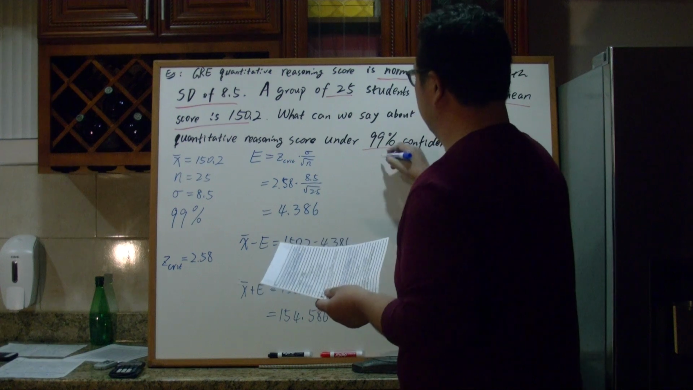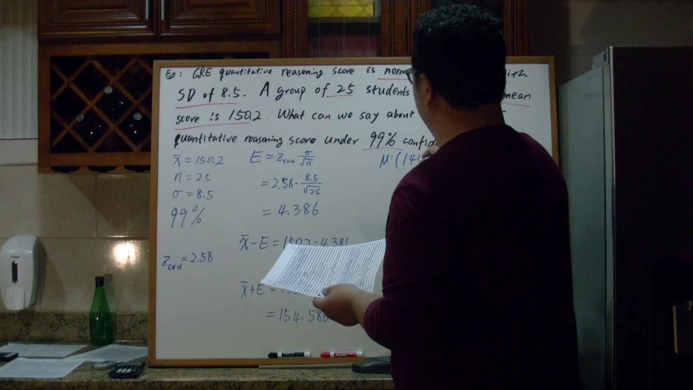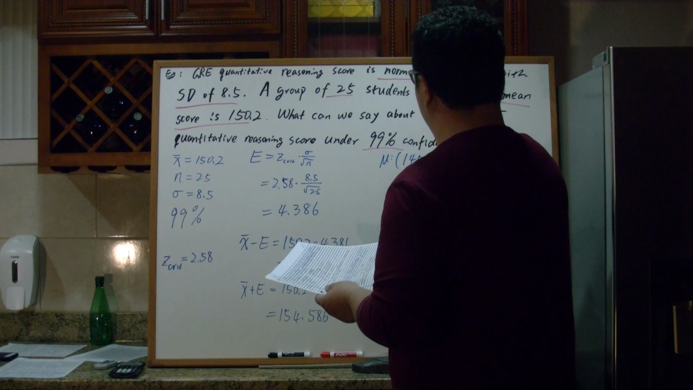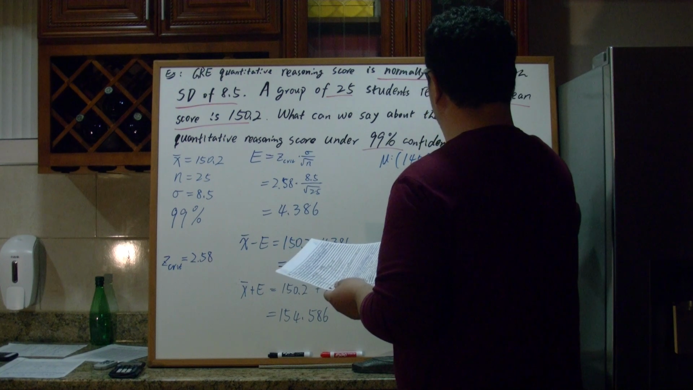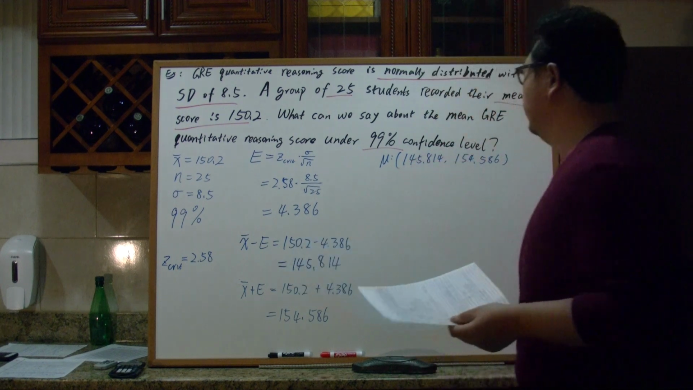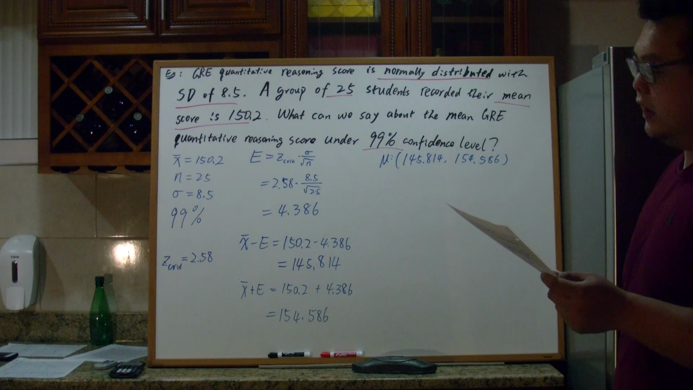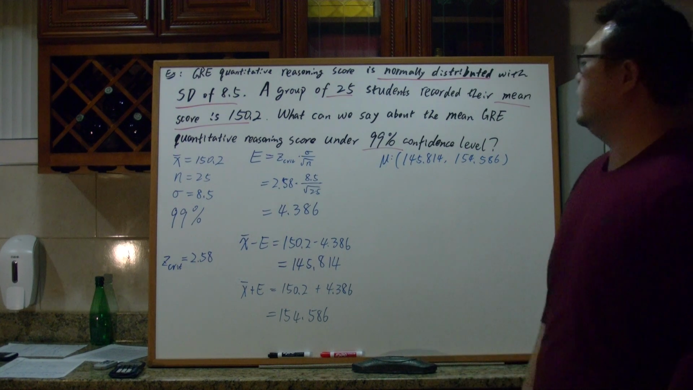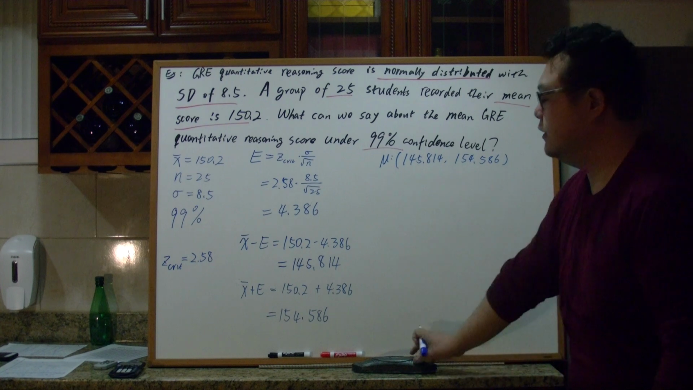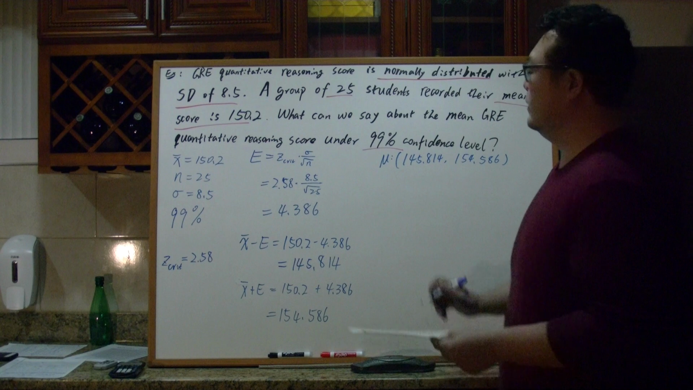What these values are. The mean is within the interval 145.814 to 154.586. Right, that's what we found for the mean interval where it stays, right? The confidence interval for the population mean. Then write down the conclusion of what this interval means.